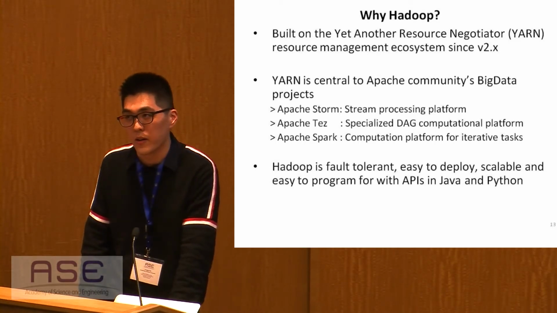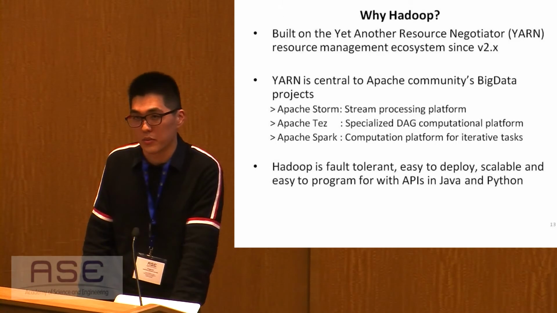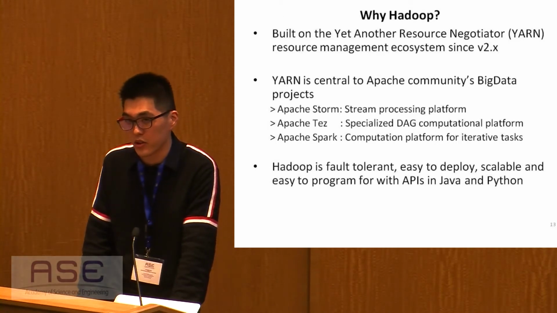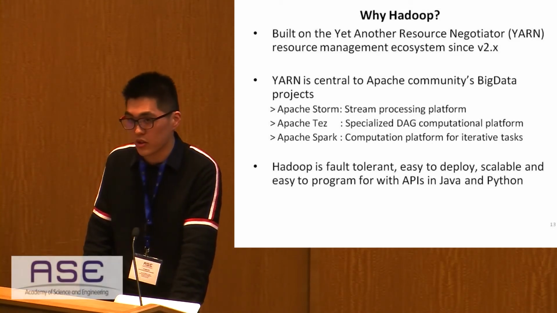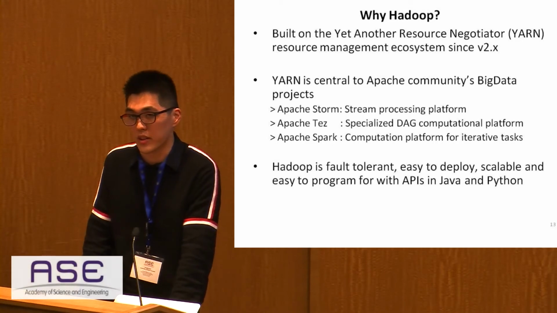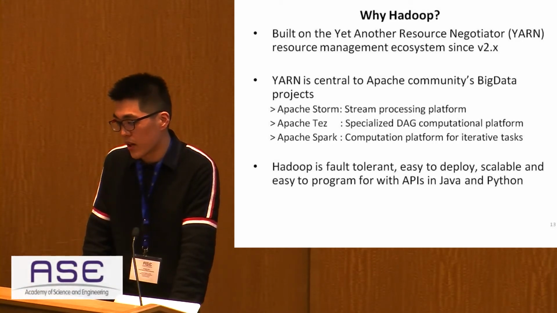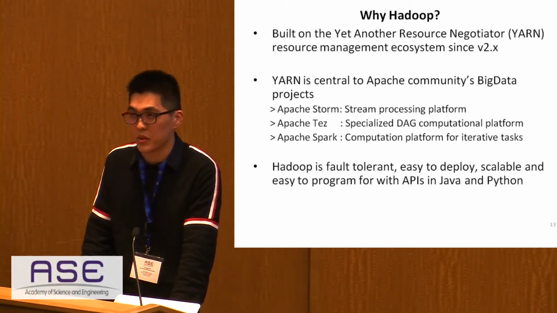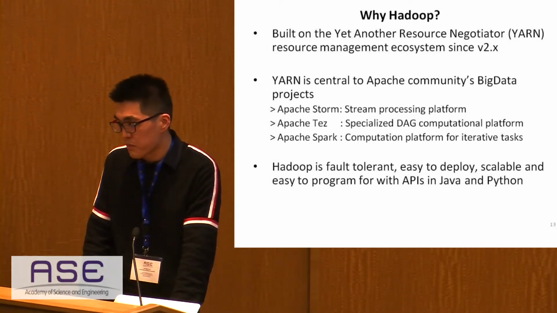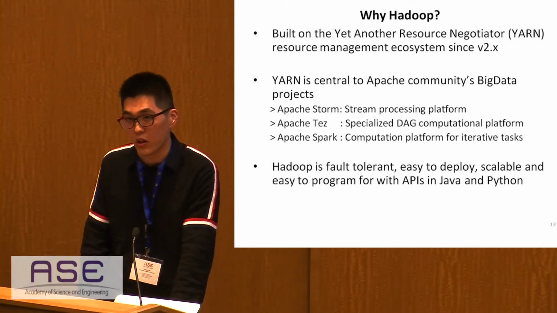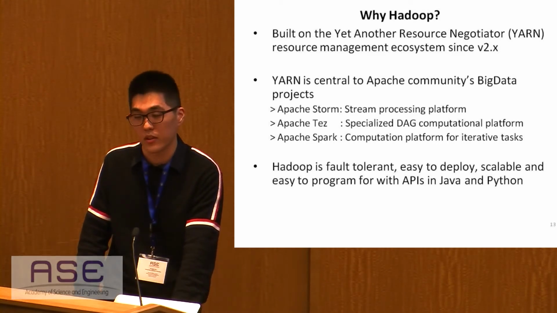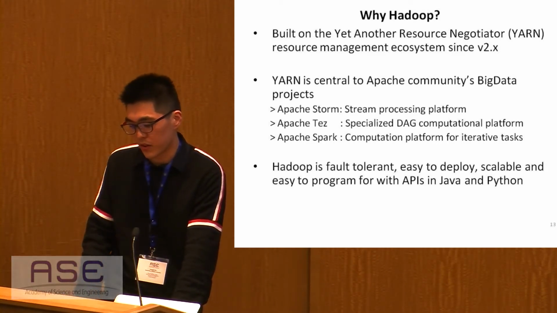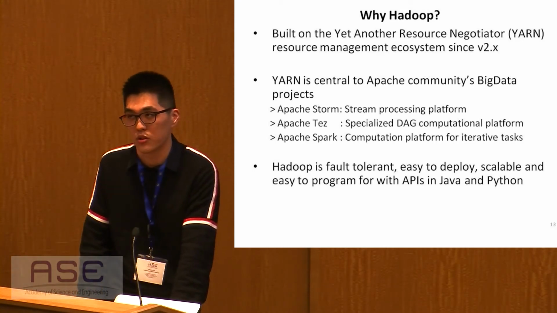will also be the resource manager for several other future Apache computational platforms, such as Storm, which does stream processing, Tez, which allows you to specialize your directed acyclic graphs for your jobs, and Spark, which allows special in-memory iterative processes. Hadoop is also very fault tolerant, and it's also very easy to program in. It has APIs in Java and Python, and it's far easier to program in than traditional solutions such as MPI.